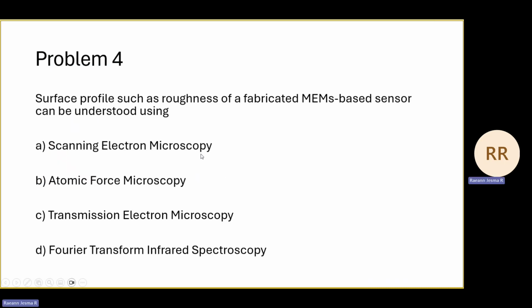So now let's move on to problem 4. Surface profile, such as roughness of a fabricated MEMS-based sensor, can be understood using option A, scanning electron microscopy, option B, atomic force microscopy, option C, transmission electron microscopy, option D, Fourier transform infrared spectroscopy. So, you want to measure the surface roughness, surface profile, which will tell us about the roughness of a fabricated MEMS sensor. So, what can we use to measure it?